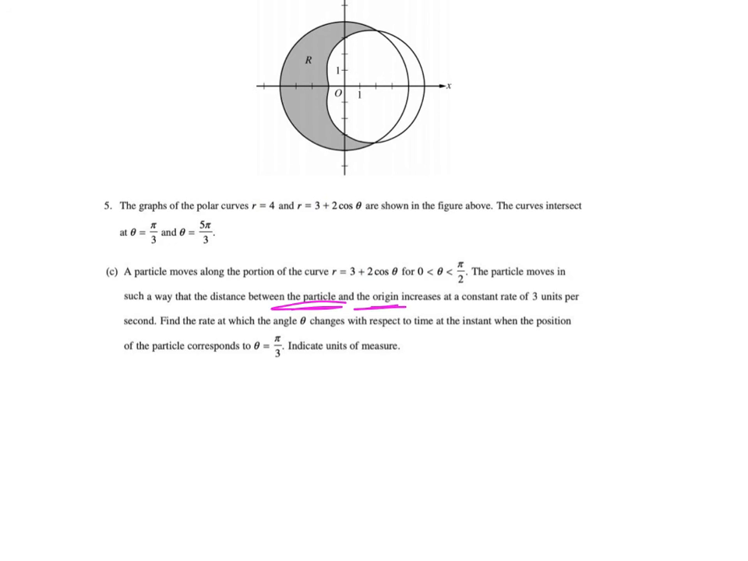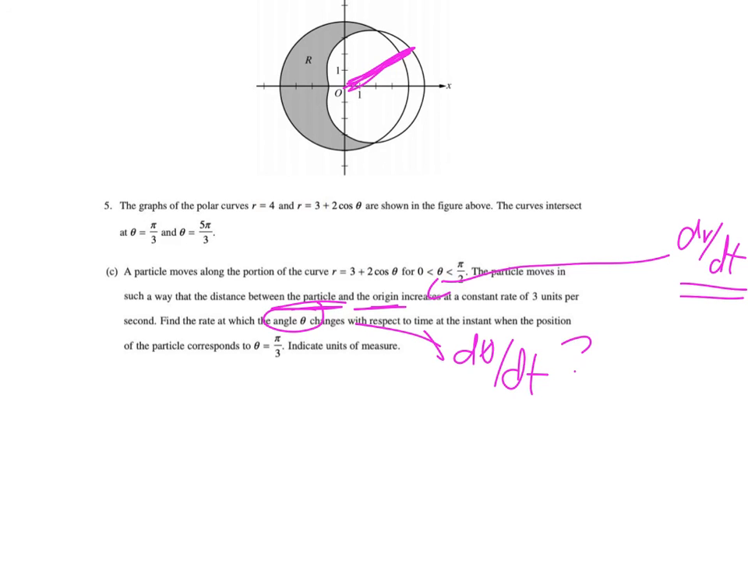So we're traveling along this thing. Oh, that's just the rate of change of that. So that sounds scary, but that's dr dt. The rate of change of the radius is 3. Find the rate at which the angle changes. So I want d theta dt at the instant when the position of the particle corresponds to pi over 3. So I need the position of the particle to be pi over 3. Okay.